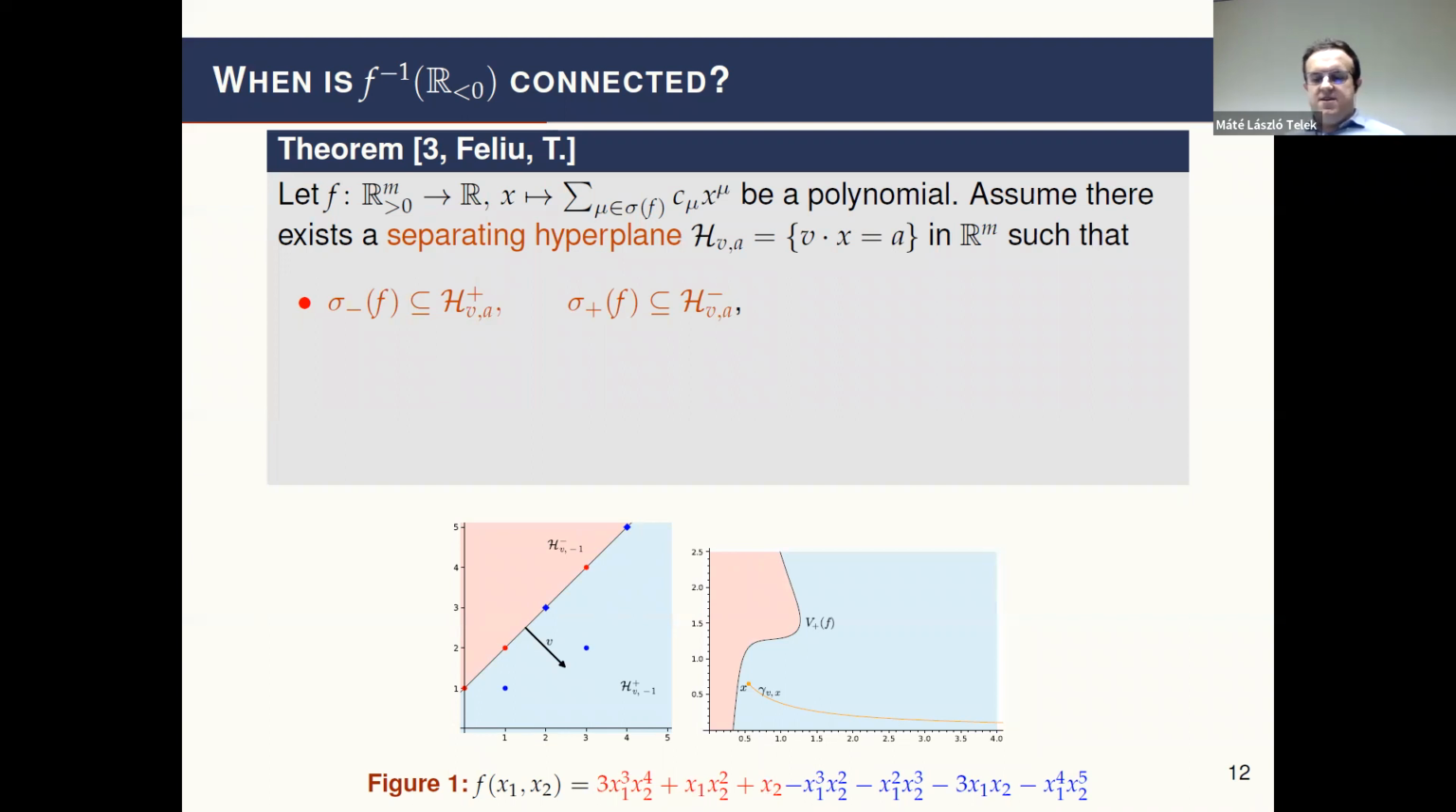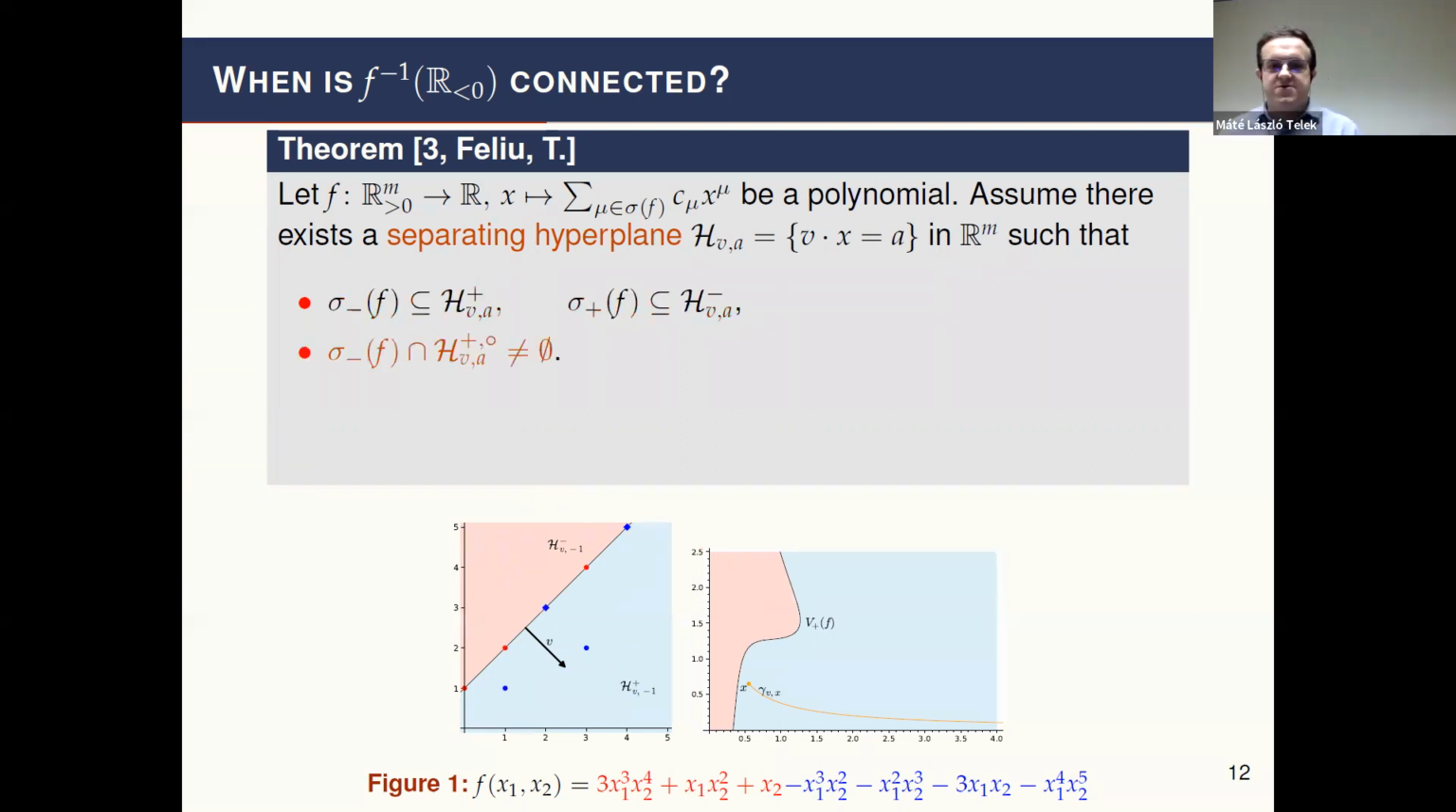and the red dots correspond to positive exponent vectors. And in the theorem, we want to have a hyperplane that separates these positive and negative exponent vectors. So in the drawing, a hyperplane is just a line. And we want that on one side of the hyperplane, I have all the negative exponent vectors, and on the other side, I have all the positive exponent vectors.